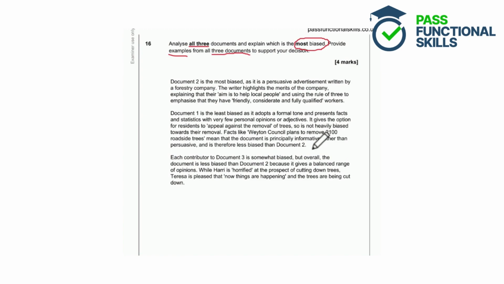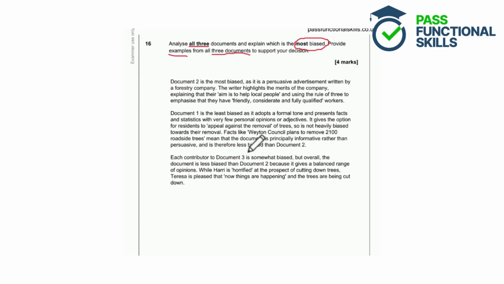Each contributor to document 3 is somewhat biased, but overall the document is less biased than document 2 because it gives a balanced range of opinions. While Harry is horrified at the prospect of cutting down trees, Teresa is pleased that now things are happening and the trees are being cut down. So here the student has talked about each document. They've done it in 3 paragraphs here, so it's easy for the examiner to see that they've answered the question fully.